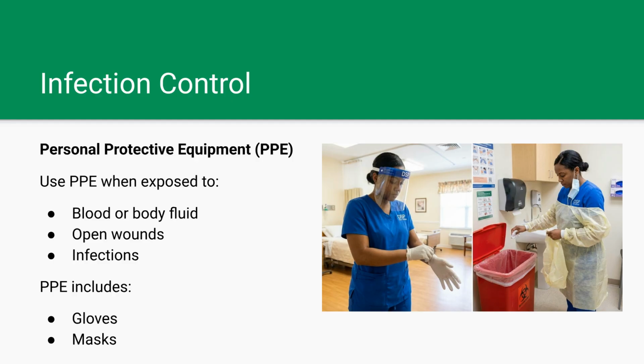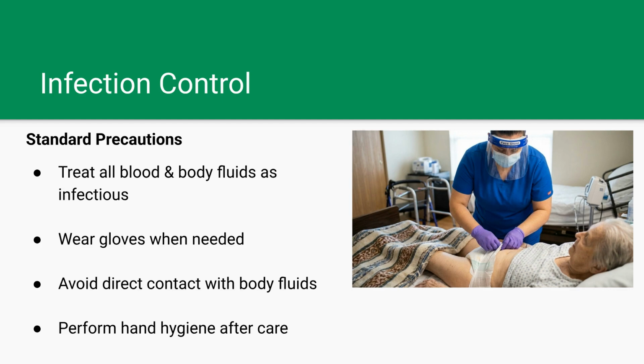Personal protective equipment, or PPE, should be used when exposed to blood, body fluid, open wounds, or infections. PPE includes gloves and masks. Standard precautions mean treating all blood and body fluids as infectious. Wear gloves when necessary, avoid direct contact with body fluids, and always perform hand hygiene after care.